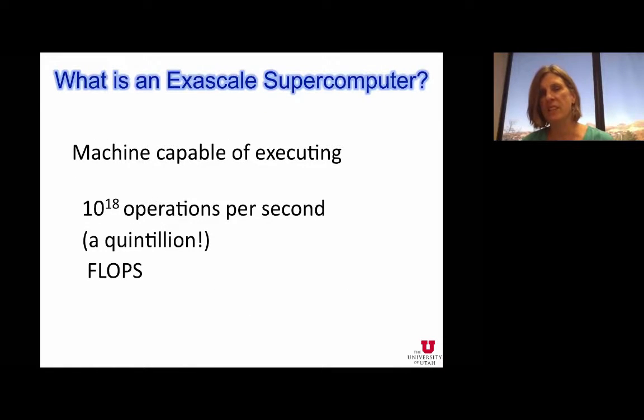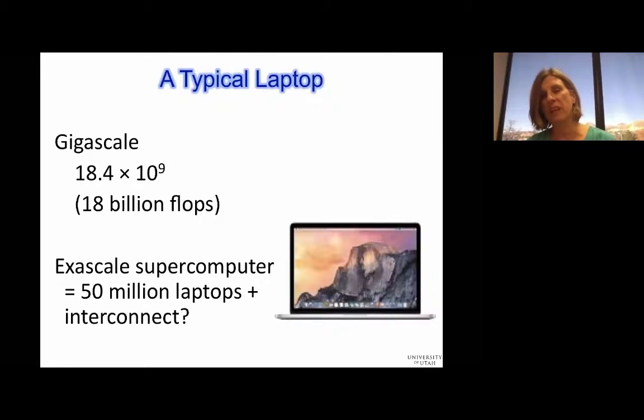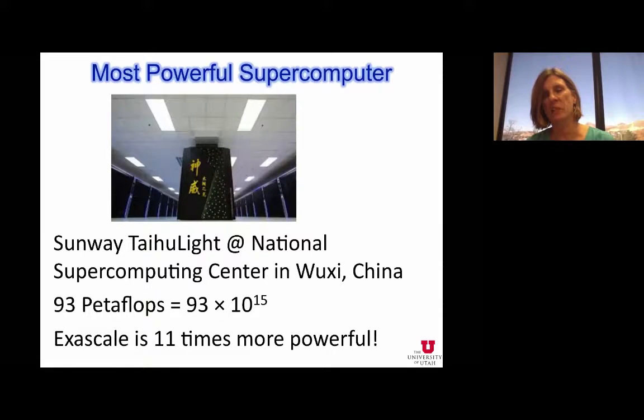What is an exascale supercomputer? Well, it's a machine capable of executing 10 to the 18 operations per second, or quintillion operations, and we usually measure that in floating point operations. A typical laptop, like the one I'm using to give this presentation, is at the gigascale. So one way you could potentially build an exascale supercomputer is to put 50 million laptops together and interconnect them somehow. Unfortunately, that's not going to work very well. It's not going to be very efficient.